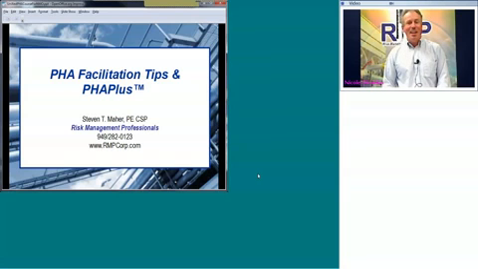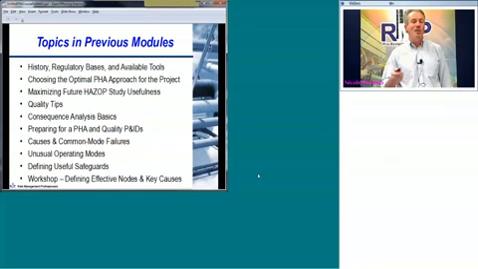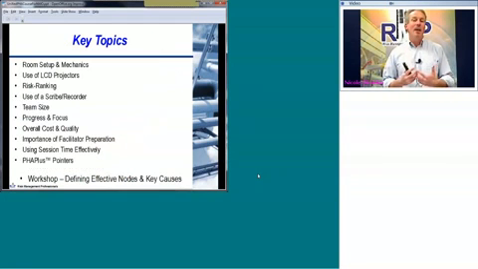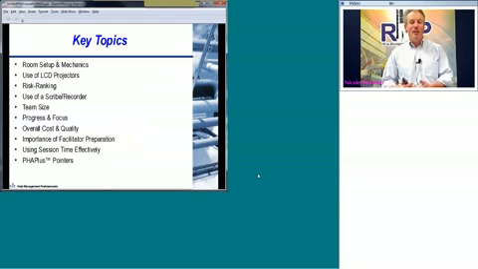So anyhow, we're on Module 5A, and I'd like to focus on facilitation tips and a little bit of background on a software package we're going to be using for the workshops. We already talked about what we've been doing in previous modules. So the key topics for today, we're going to talk about things like room setup, the mechanics of actually doing a HAZOP study, using LCD projectors effectively, risk ranking, how to effectively use a scribe or recorder, team size, progress, how to maintain focus when you're doing a HAZOP study.